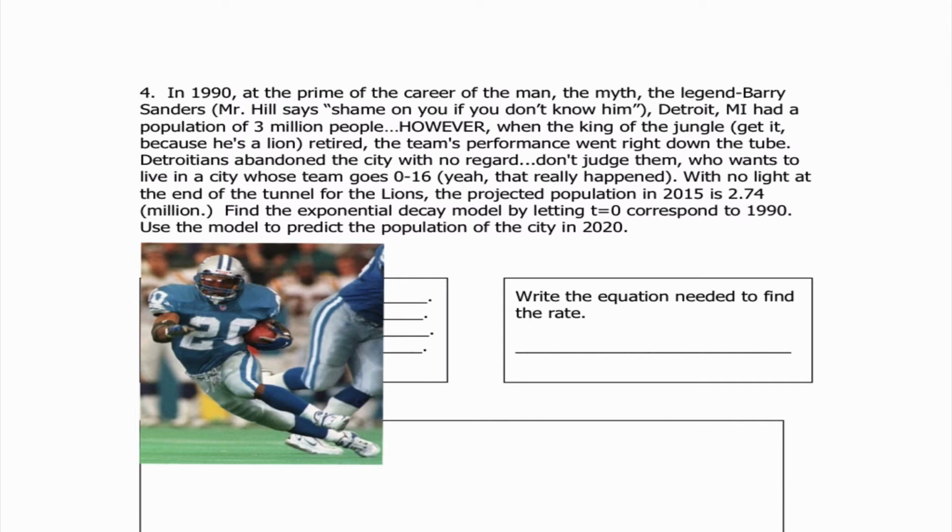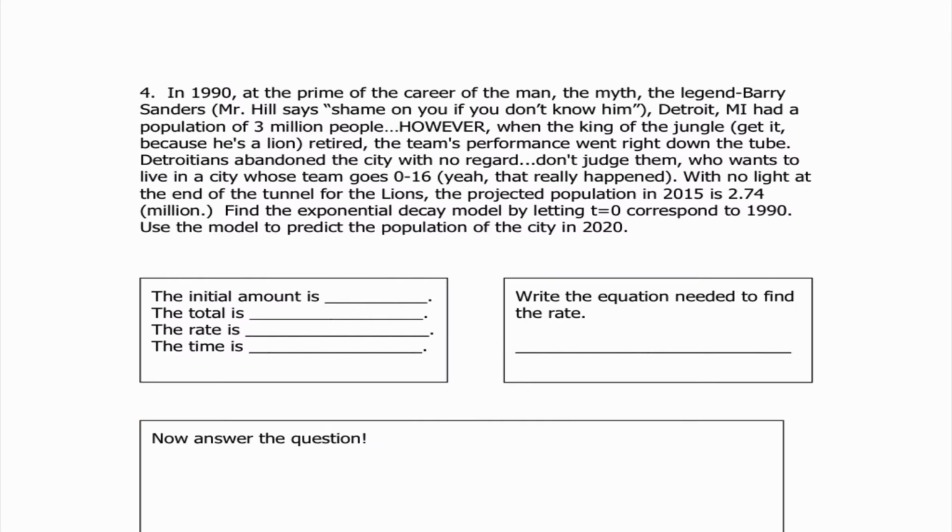With no light at the end of the tunnel for the Lions, the projected population in 2015 is 2.74 million. Find the exponential decay model by letting t equals 0 correspond to 1990. Use the model to predict the population of the city in 2020.